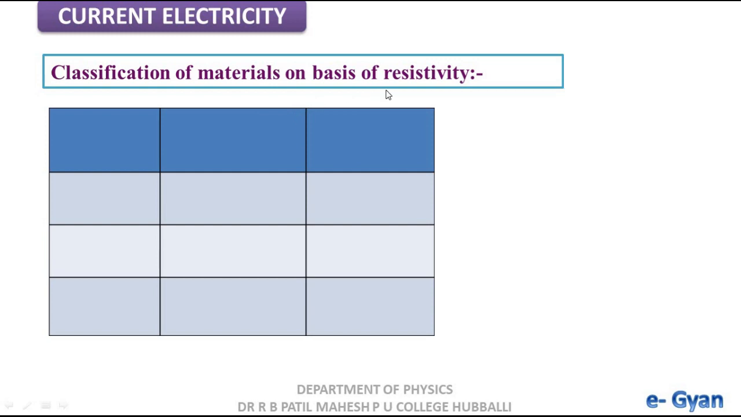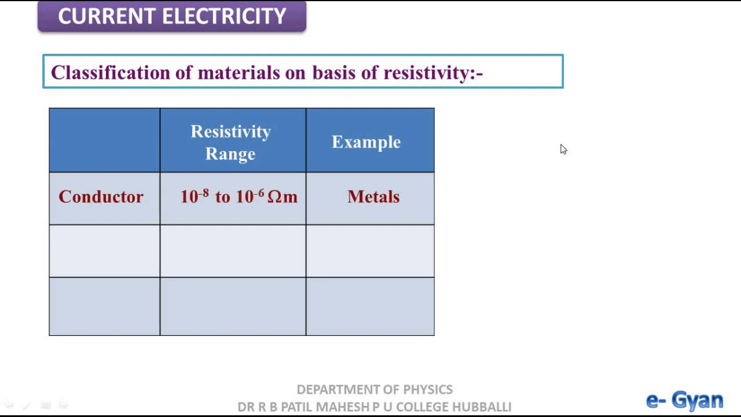Next, classification of materials on the basis of resistivity. Okay, we are going to classify materials based on their resistivity. First column represents material, second column represents resistivity range, and third one example. Conductors: the range of resistivity is 10 to the power of minus 8 to 10 to the power of minus 6 ohm meter, and examples are metal conductors.